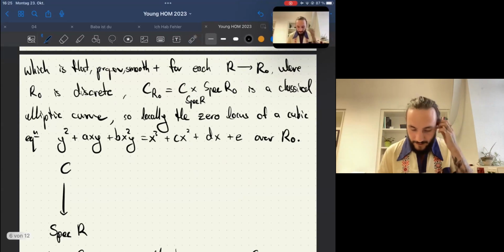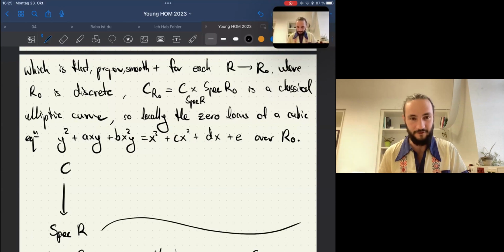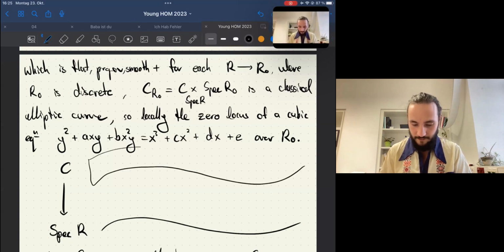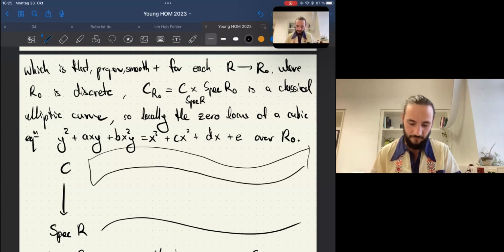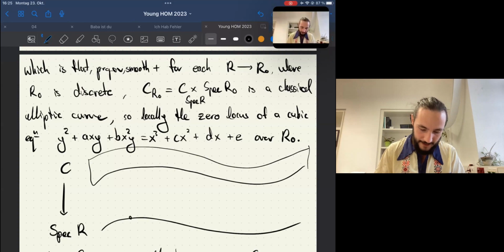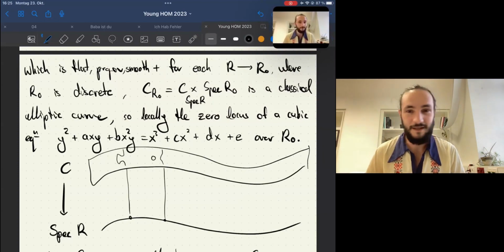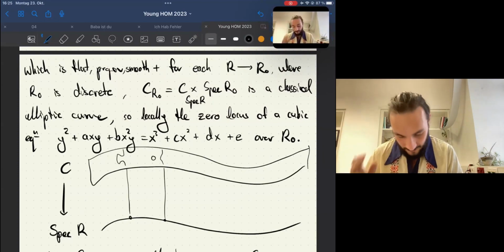Okay, so what is this? Well, if you imagine Spec R being something like this, you sort of have your family of prime ideals as they move, then your elliptic curve is going to be some sort of one-dimensional curve that lives over this, such that at every point you have an elliptic curve. So classically, they look something like this. Sometimes they also look like this. You can go on Wikipedia and look at some nice pictures, or just Google it.